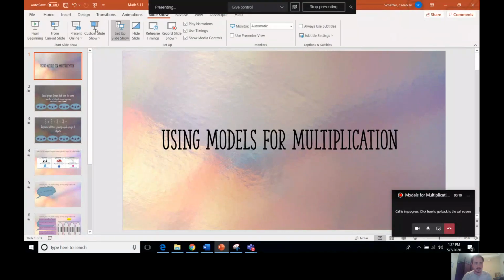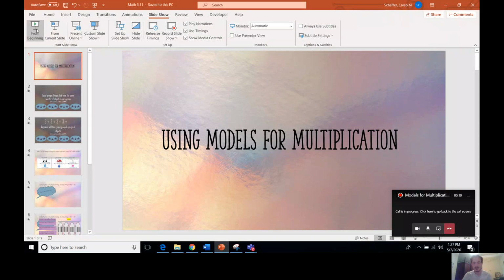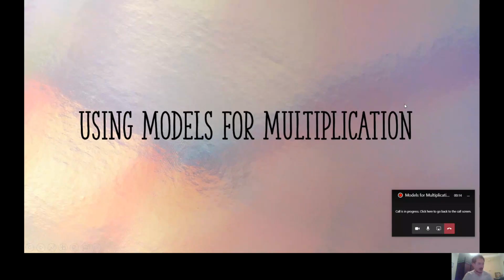This is really exciting because we are going to end up learning about multiplication for the first time. So today we're going to be talking about using models for multiplication. I'm going to show you exactly what that means.